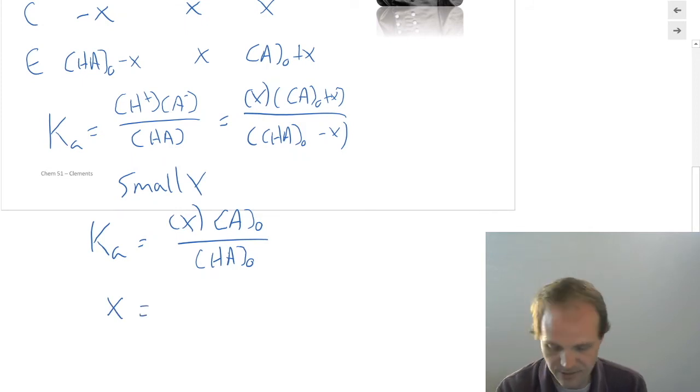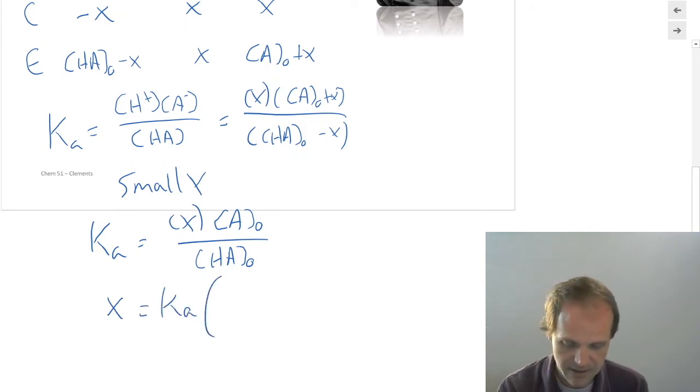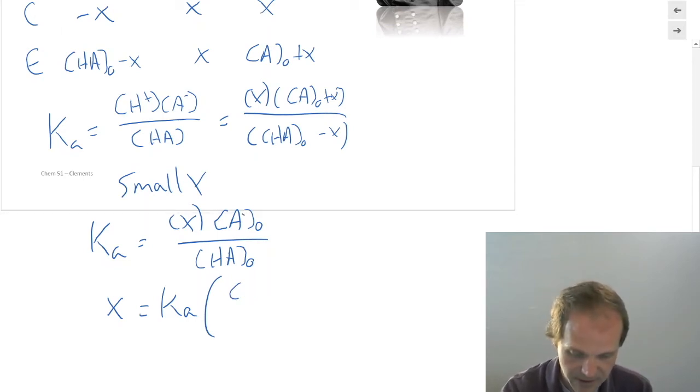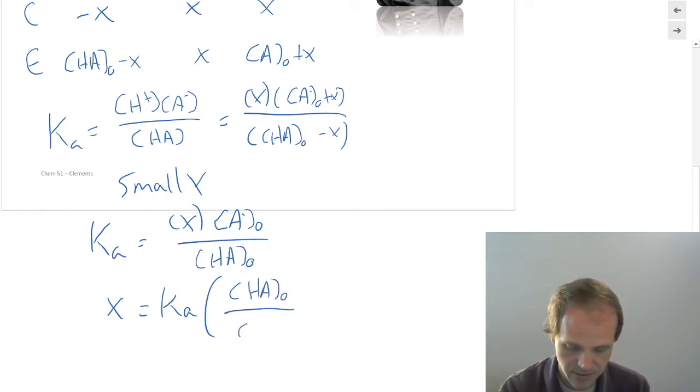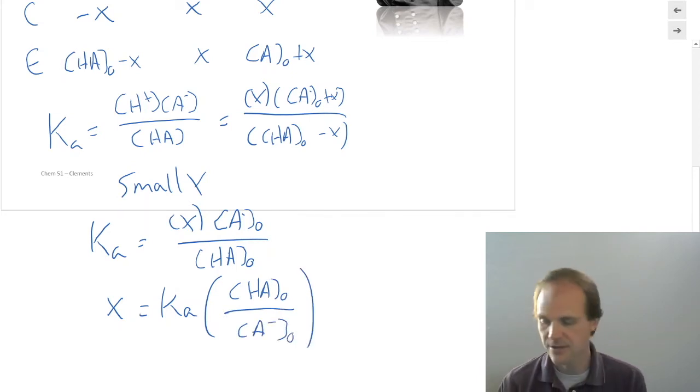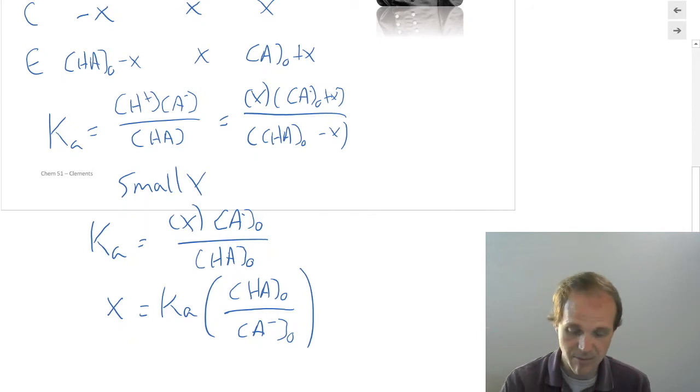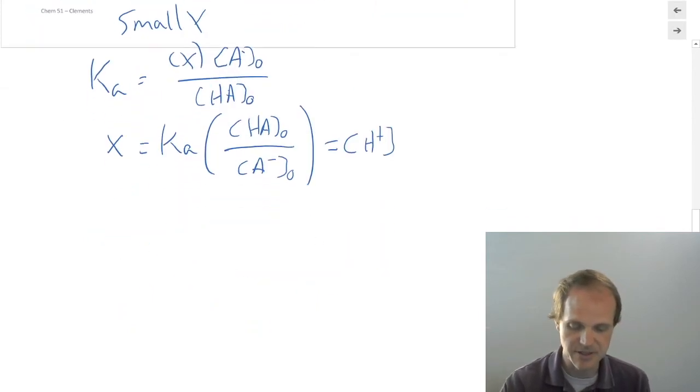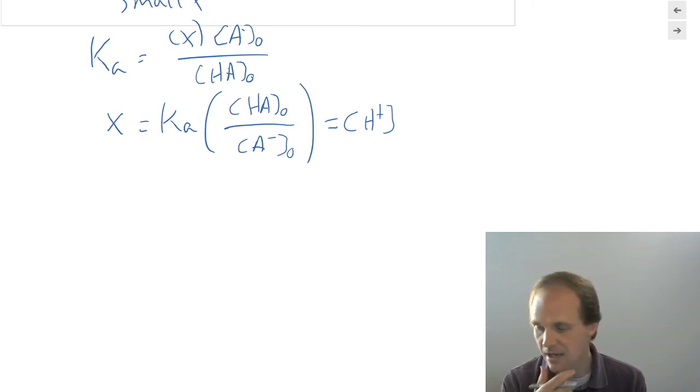X is equal to Ka times, oops, this should have an a minus. All my a's should have an a minus there. [HA]naught over [A-]naught. All right, so there is a way of doing it. And remember, our x is the concentration of H+. So this expression, Ka times [HA]naught over [A-]naught, is our way of getting H+.